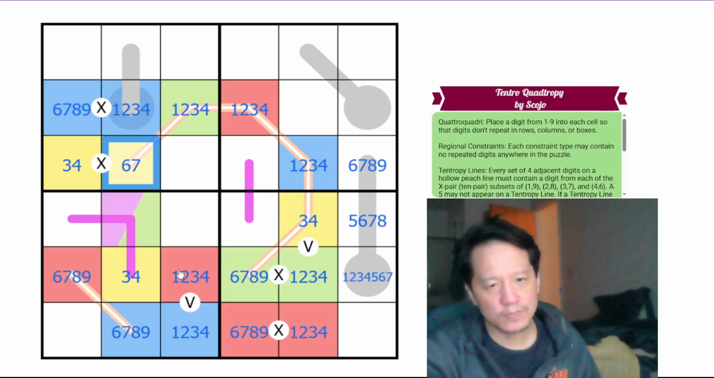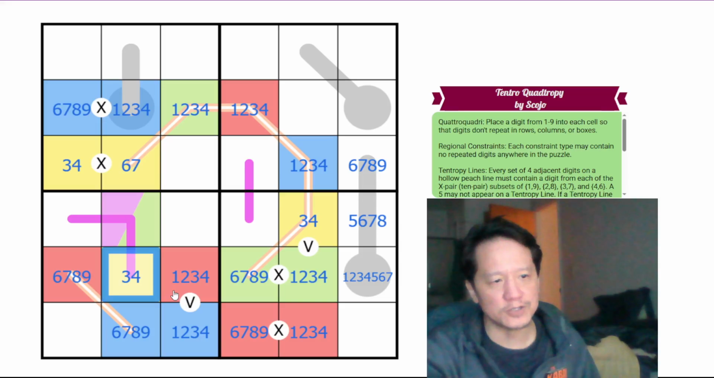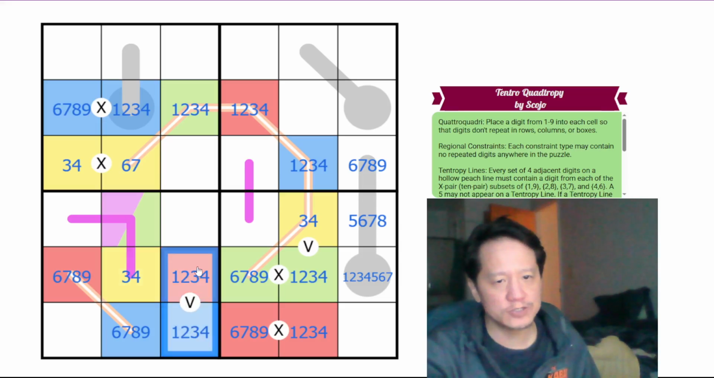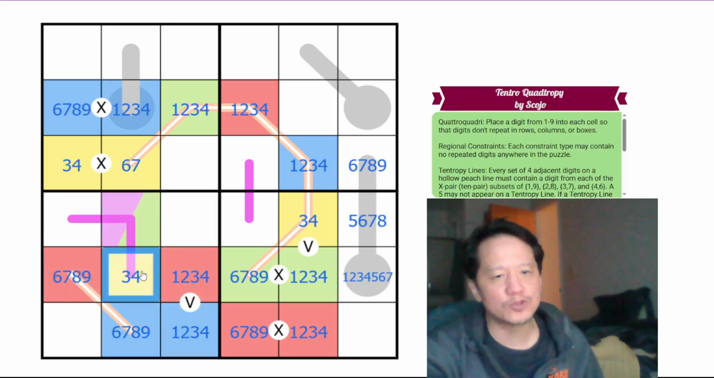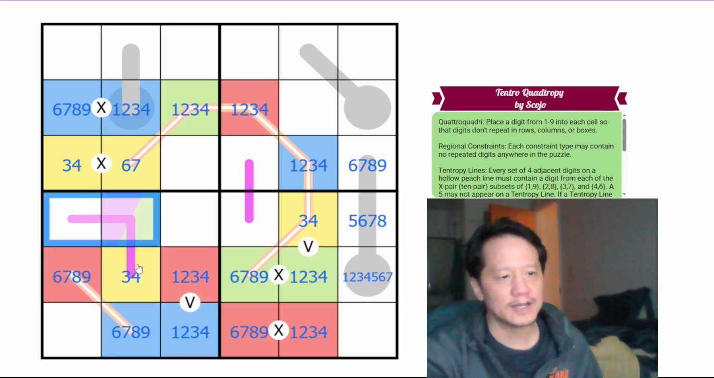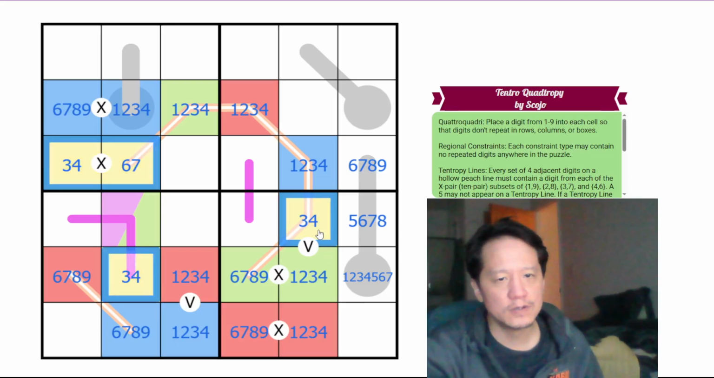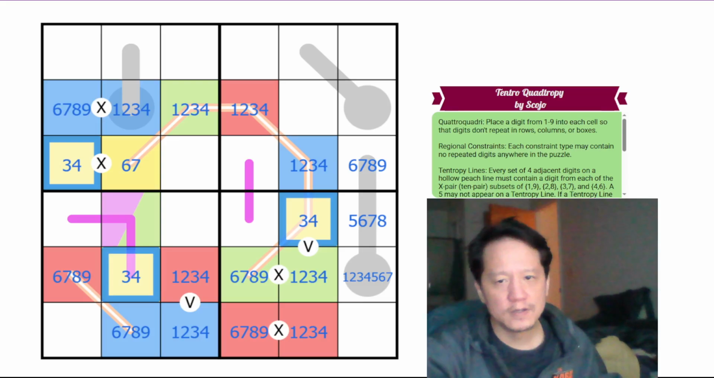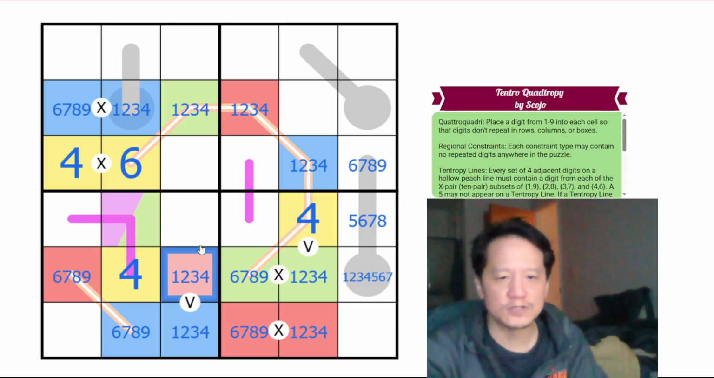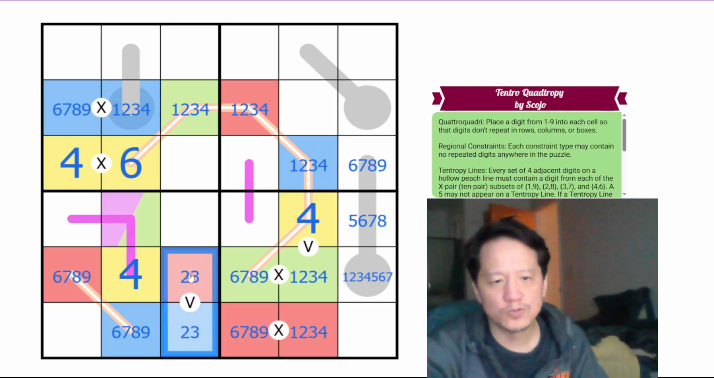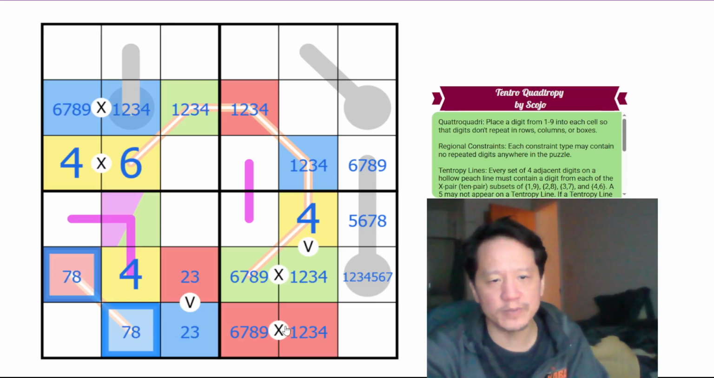But we are guaranteed a 3, 4 here in this lower left-hand box. We are guaranteed a 3, 4 for this V. That eliminates 3 and 4 in the rest of the box. So this can't be 3, 4, and 5 here. It has to be 4, 5, and 6. So the low yellows are 4. So these are 4, and this must be 6. That makes this a 2, 3 pair, which makes this a 7, 8 pair.